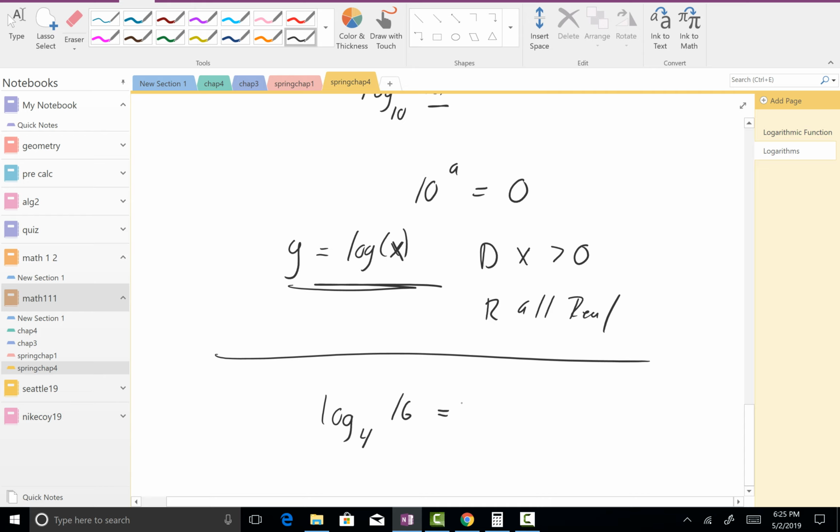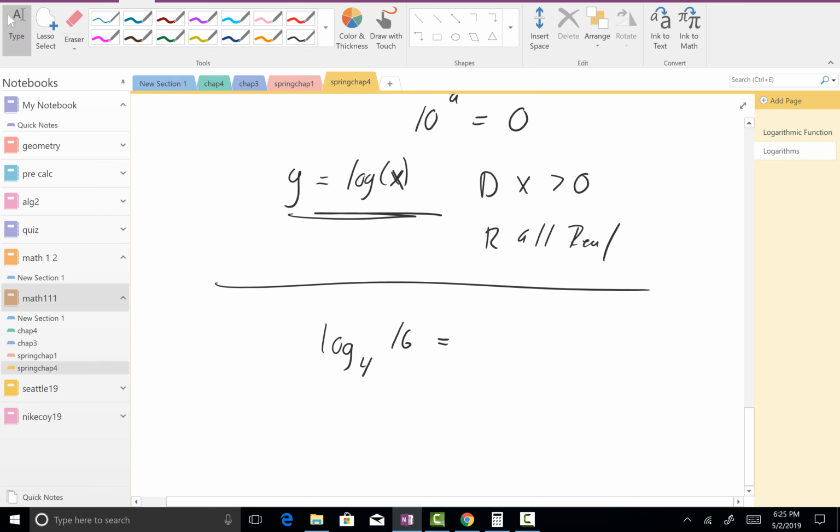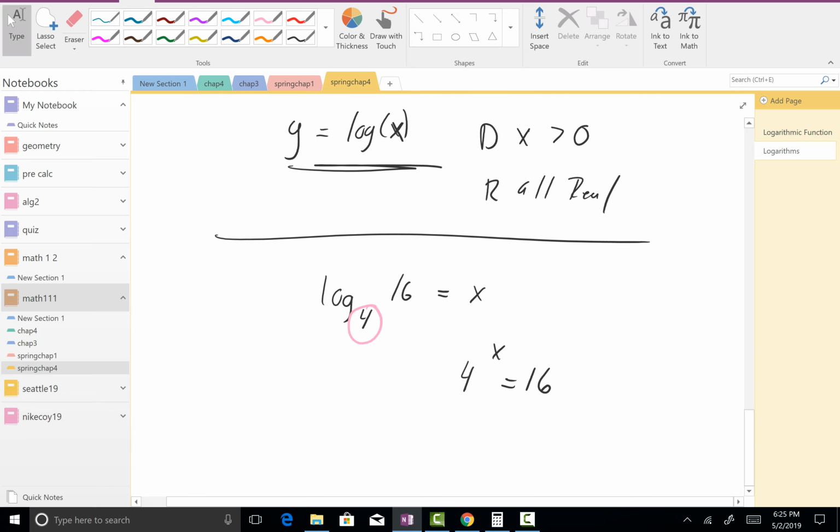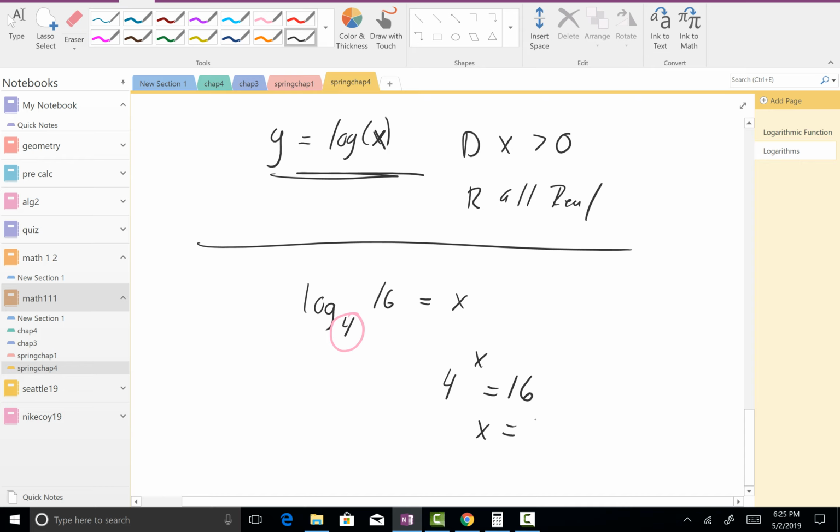So what we've got to do is figure out basically what this is equal to. I'm going to put a little x there because I'm not sure. I'm going to use the definition of a logarithm. There's my base: 4 to the x is equal to 16. Once I have that, I need to figure out what x is. Well, heck, 4 to the second is 16, so x is obviously going to be 2. All right.